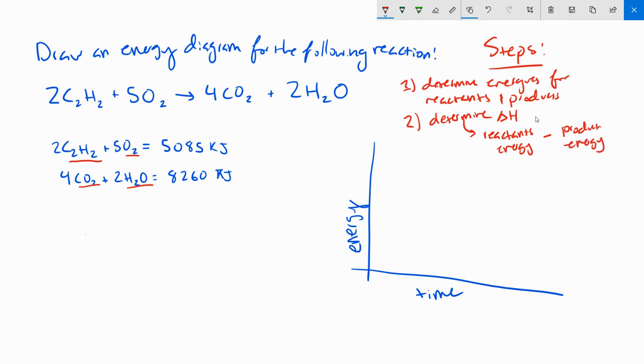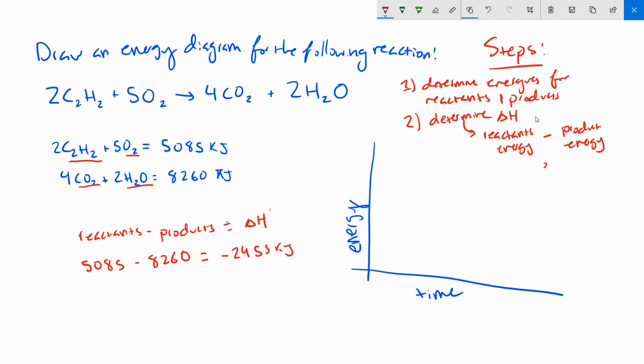Okay, so we'll do that over here. Reactants minus products. That is going to be 5,085 minus 8,260. Let me use my calculator: 5,085 minus 8,260 is going to be negative 2,455 kilojoules. And this is your delta H, or your enthalpy. Great, so we've got an enthalpy.